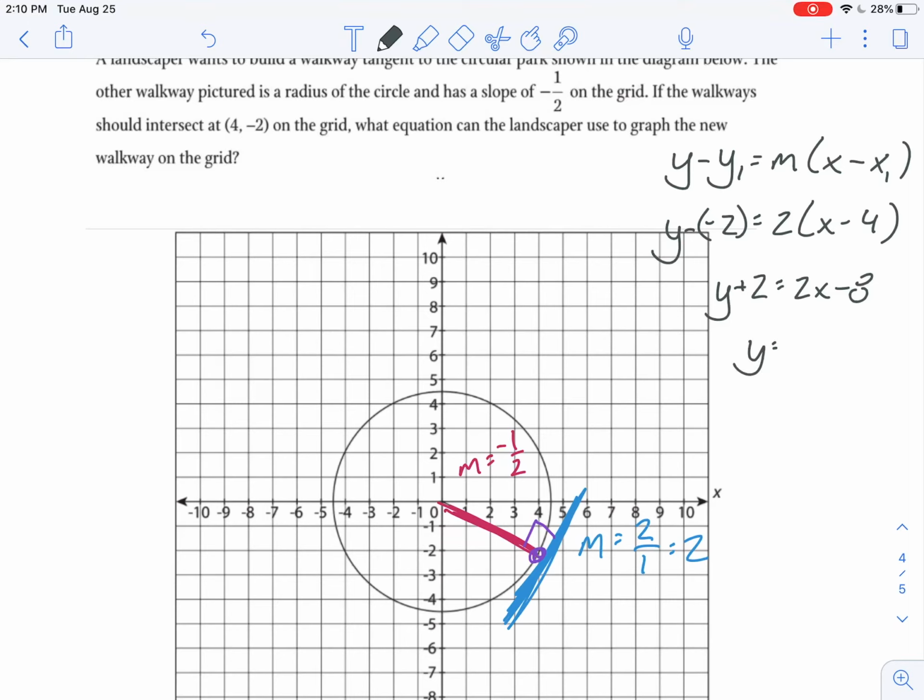I'm going to subtract 2 from both sides, and I am going to get the equation of the blue sidewalk to be y equals 2x minus 10. So that one has a lot of recall from both Math 1 and Math 2.